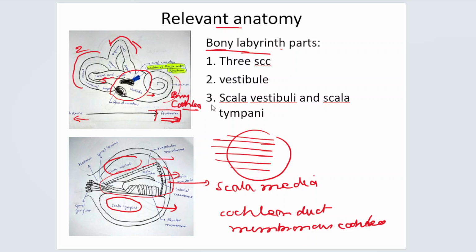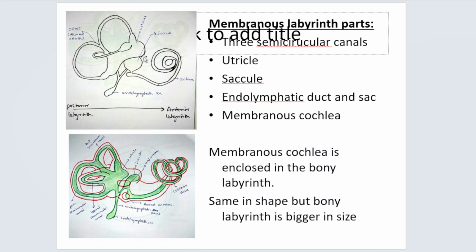Now coming to the membranous labyrinth. The membranous labyrinth also has the same parts, except that it is a little bit different. So the three semicircular canals are the same. One is anterior, one is posterior, one is lateral. And the membranous cochlea is also the same.